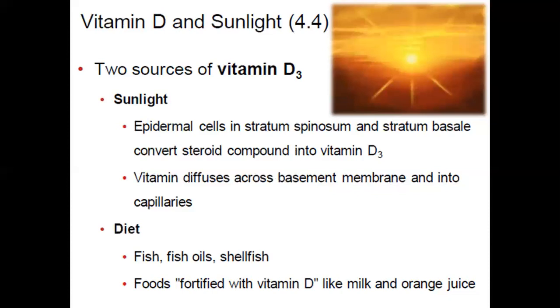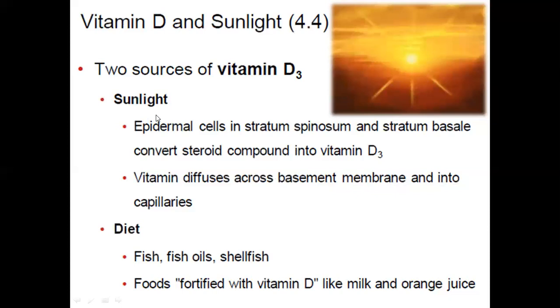That vitamin that's produced in those deeper layers diffuses across the basement membrane. Remember, basement membranes attach epithelial tissue, anchor epithelial tissue to the tissue below it, and that vitamin diffuses into capillaries. So now it's in the bloodstream. Most of your vitamin D should come from sunlight.